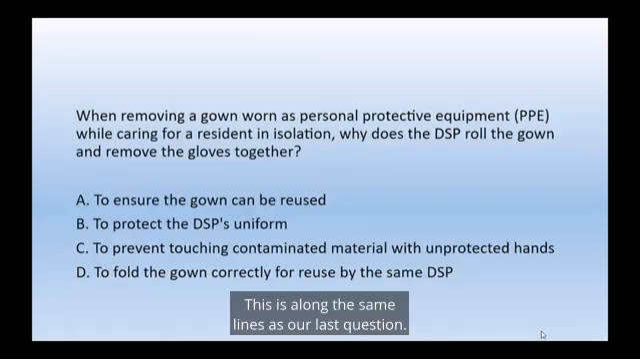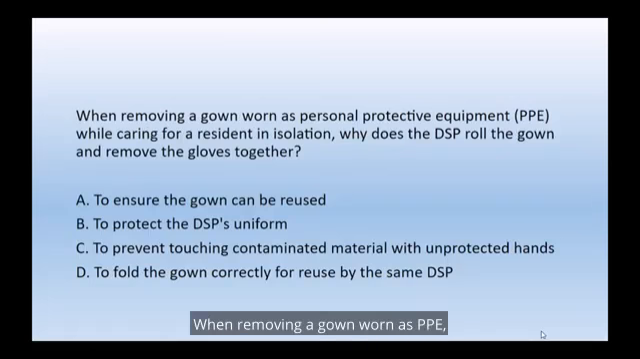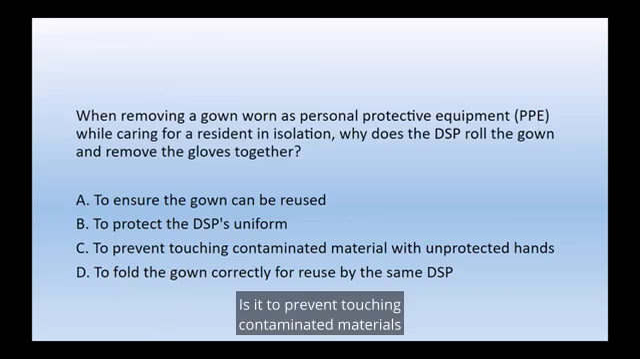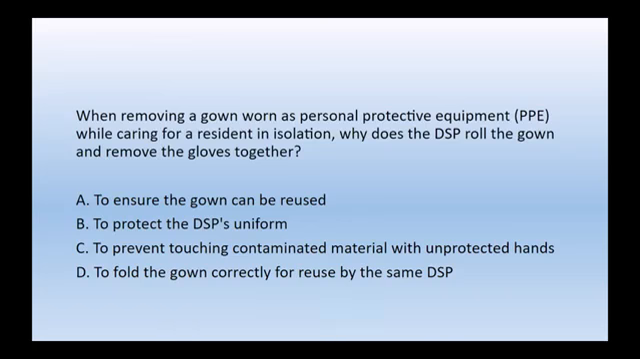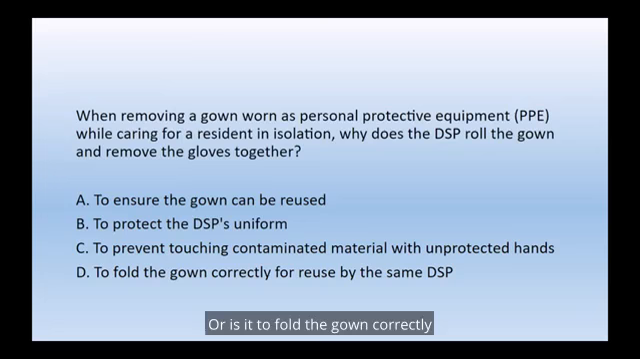This is along the same lines as our last question. When removing a gown worn as PPE while caring for a resident who's in isolation with illness symptoms, why does the DSP roll the gown and remove the gloves at the same time? Is it to make sure the gown can be reused? Is it to protect the clothes or the uniform that the DSP is wearing? Is it to prevent touching contaminated materials with unprotected hands? Or is it to fold the gown correctly for reuse by the same person? What do you think?